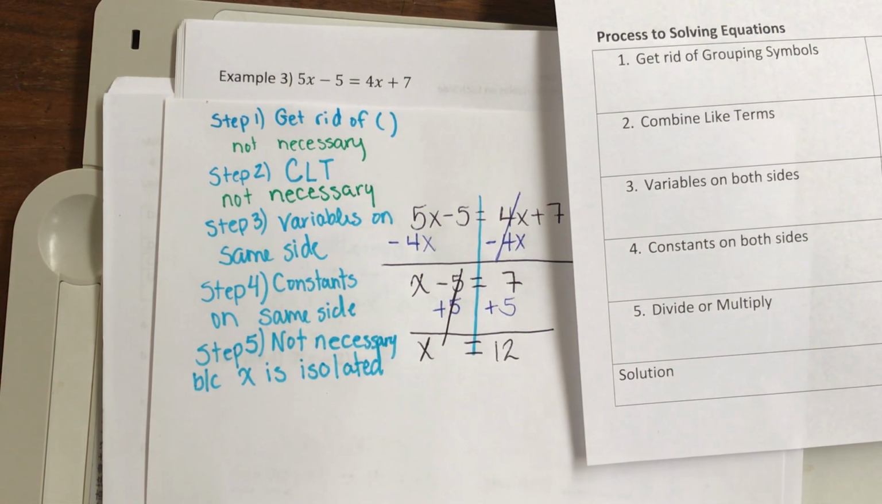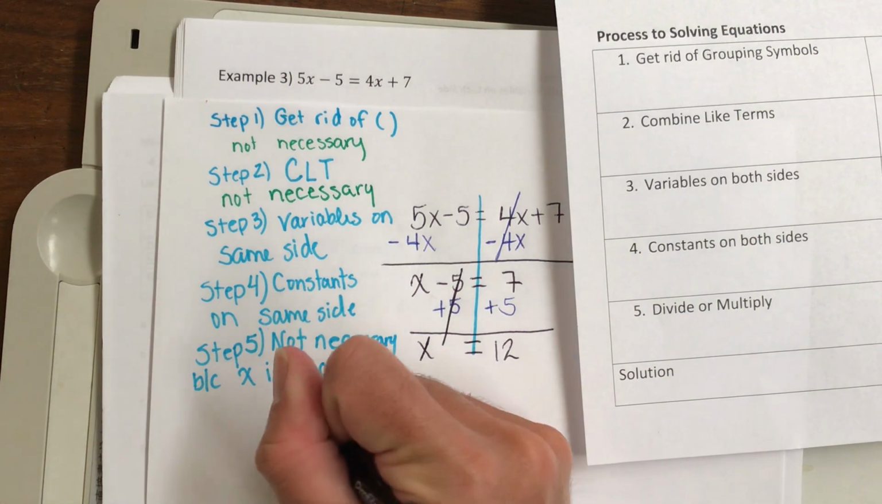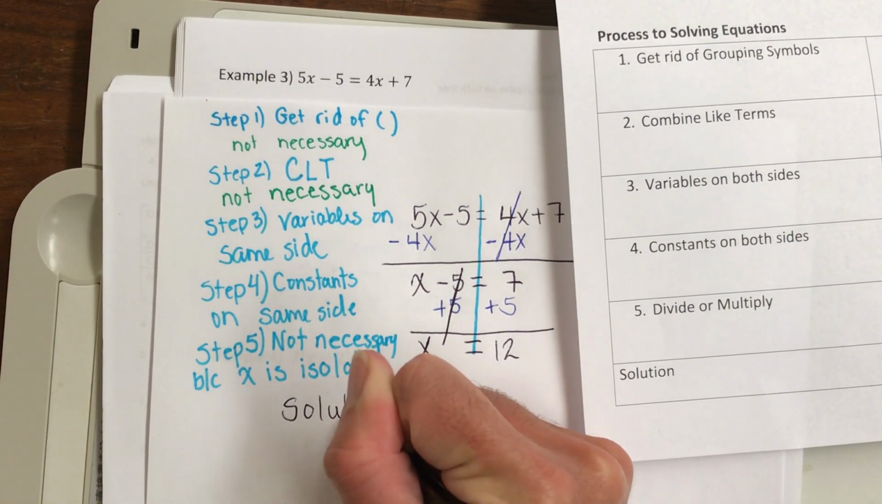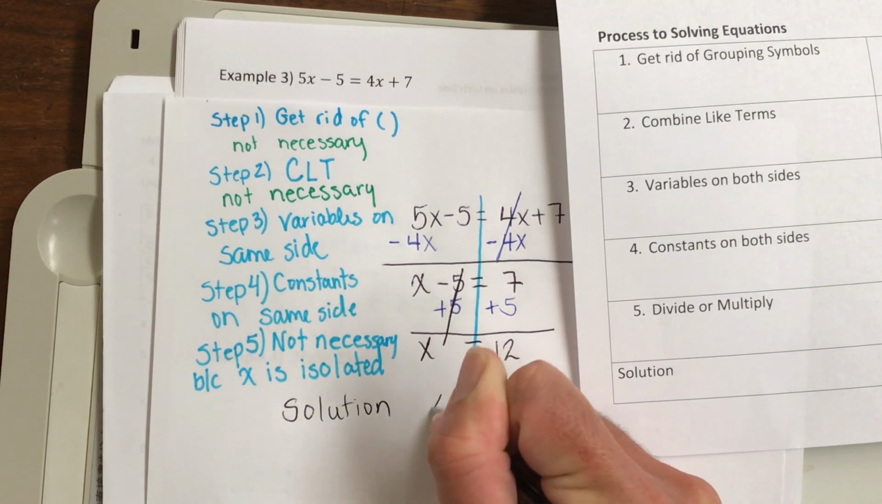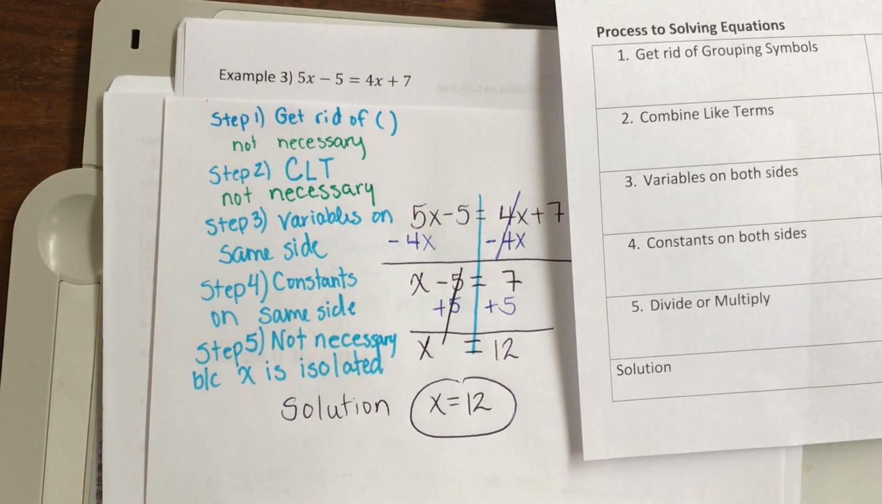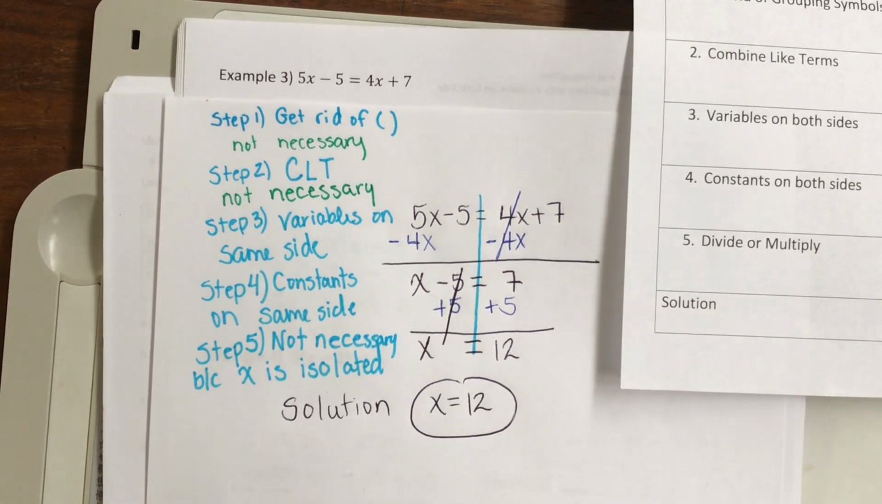And so our final solution is 12. The value of x is 12. Remember, our whole goal is to find the value of the variable or to find the value of the unknown. So we're done. We know what x is.